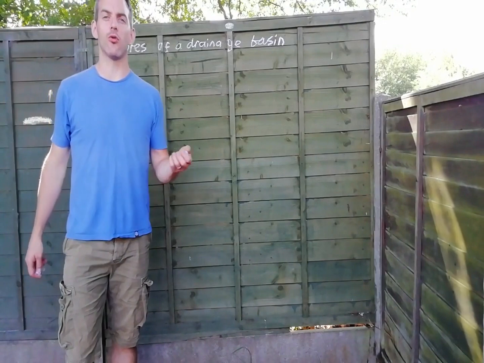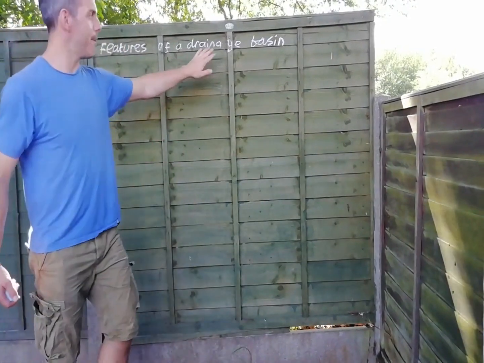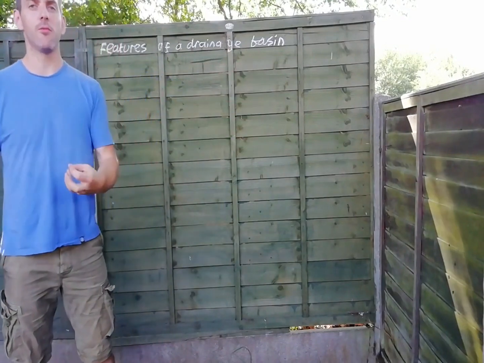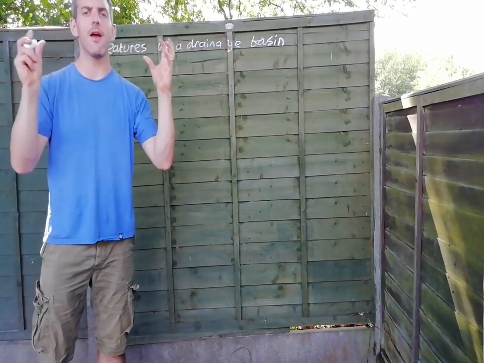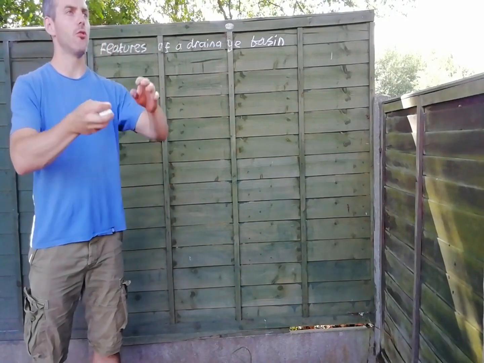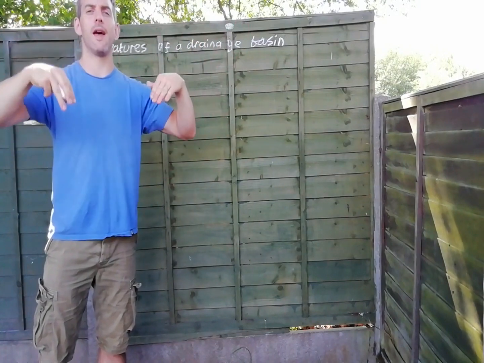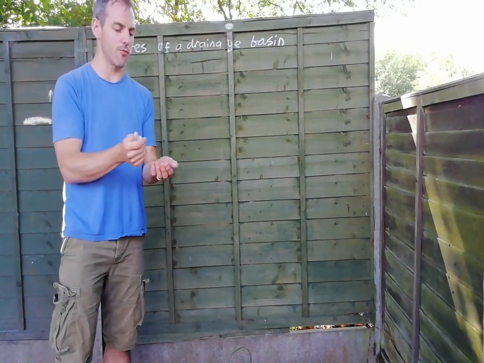So welcome to my outdoor classroom. What I'd like you to do is write features of a drainage basin. Now, a drainage basin is the entire area of land that a river drains. So it includes the mountains where the rain falls and flows over the land or through the land and ends up back in the river.